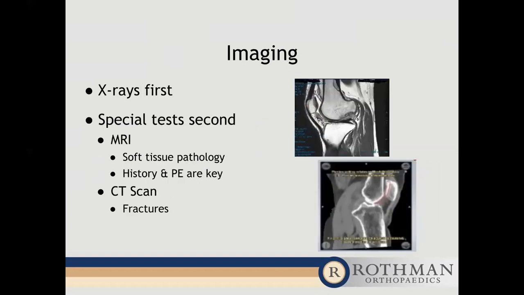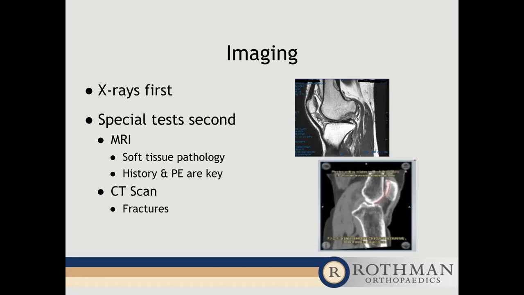So we always want to get x-rays. In the office, we have the ability to x-ray patients. We always want to start with x-rays to make sure there's nothing bony wrong. Is there a broken bone? Is there an arthritic process going on? And we'll talk about that in a little bit. We can see all these things from x-ray. However, sometimes we do need secondary tests such as MRI or CAT scans.